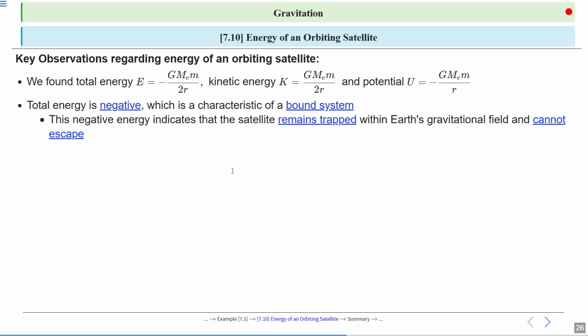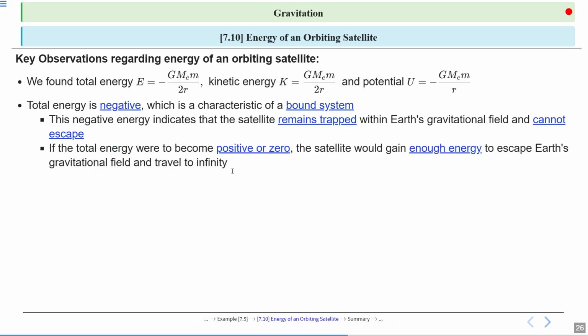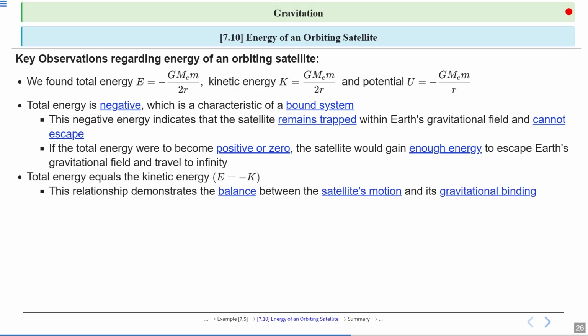This negative energy indicates that the satellite remains trapped within Earth's gravitational field and cannot escape. If the total energy were to become positive or zero, the satellite would gain enough energy to escape Earth's gravitational field and travel to infinity. Total energy is equal to minus the kinetic energy, E equal to minus K. This relationship demonstrates the balance between the satellite's motion and its gravitational binding.